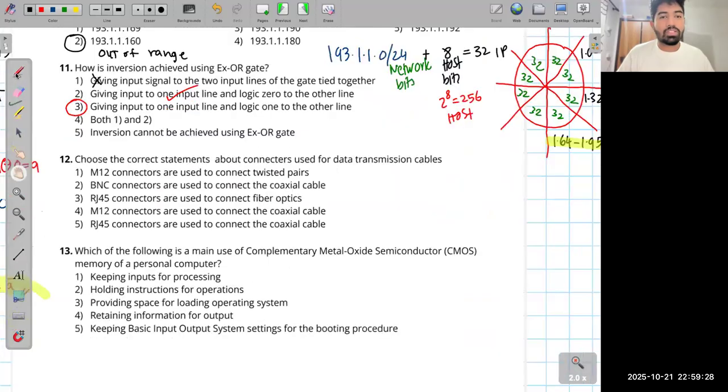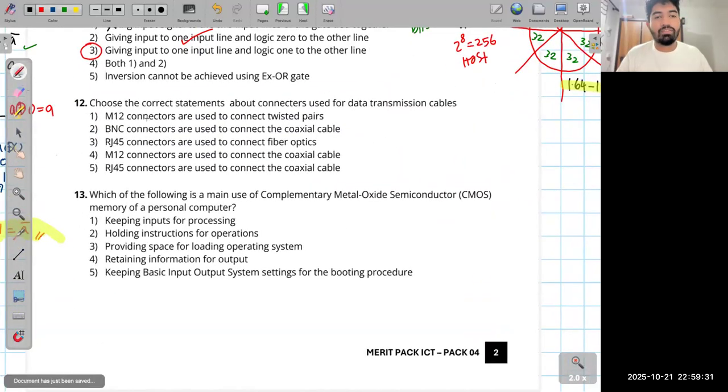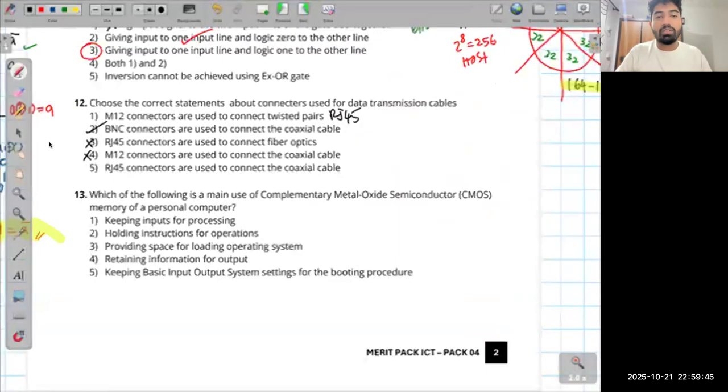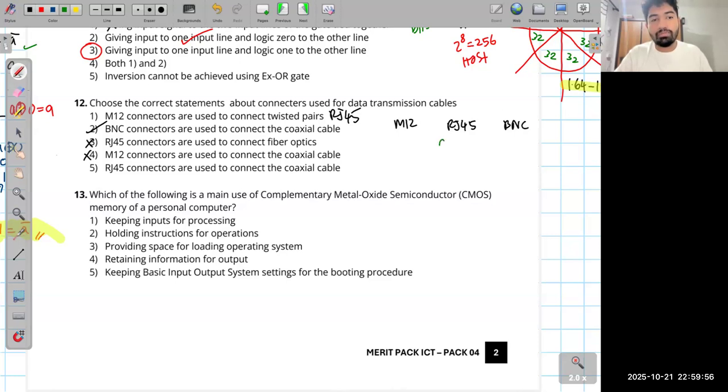Awesome. Next one. Choose the correct statement about connectors. M12 connector is used for twisted pair? No. RJ45 is for twisted pair. BNC connector is for coaxial. Yes. RJ45 for fiber? No. M12 for coaxial? No. RJ45 for coaxial? No. M12 is for fiber. RJ45 and BNC, this is for fiber? Sorry, no. RJ45 for twisted pair. These are the connectors. BNC for coaxial.